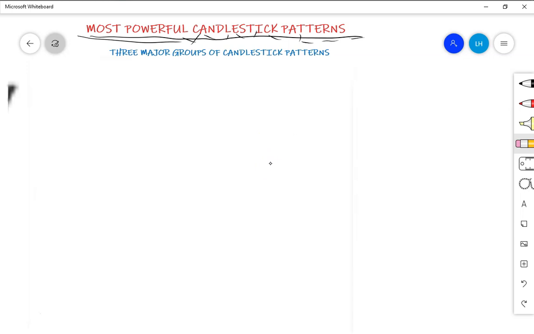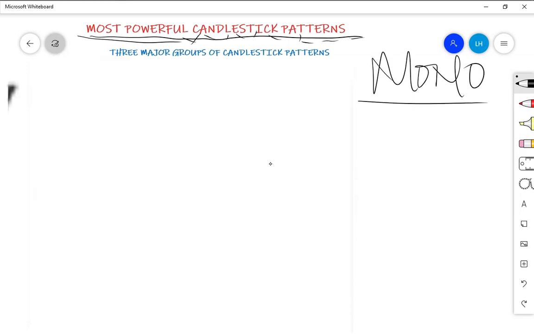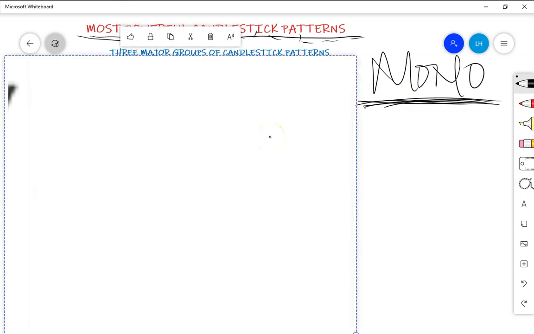In the first group, maybe the mono candlestick pattern, we will find that we have several candles. So let's start with the mono now. I will write it in a very short form, mono, but you have to understand that this is the mono candlestick pattern. We will start one pattern after another in a mono.